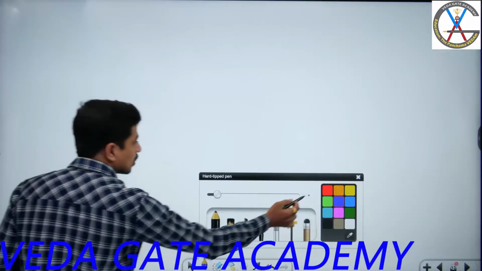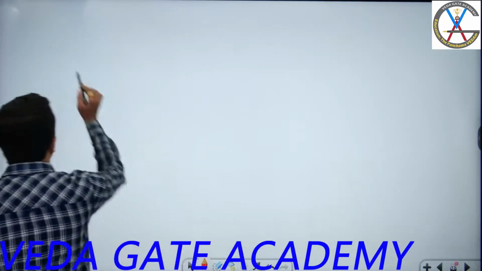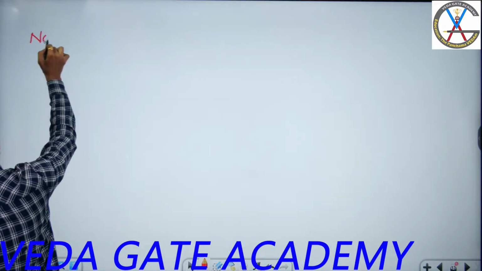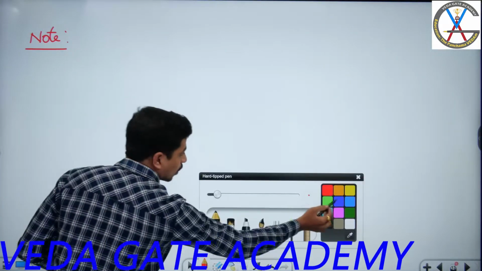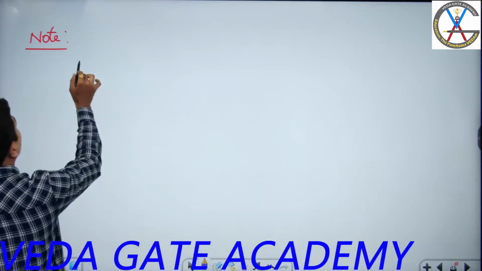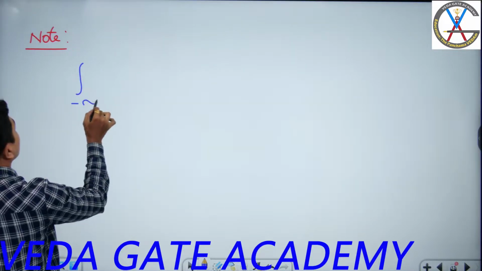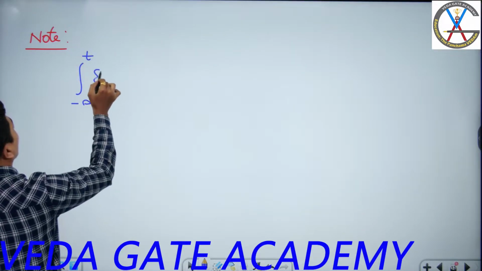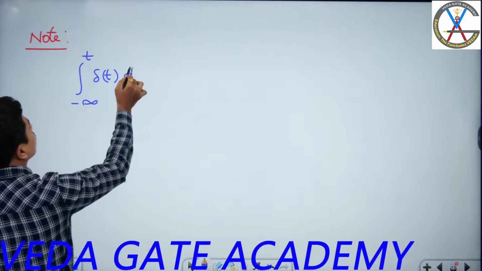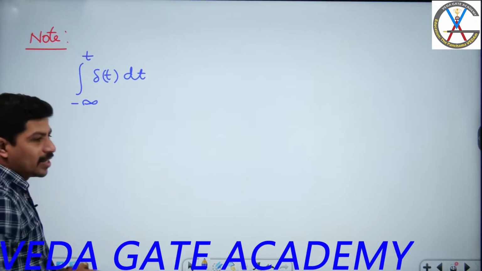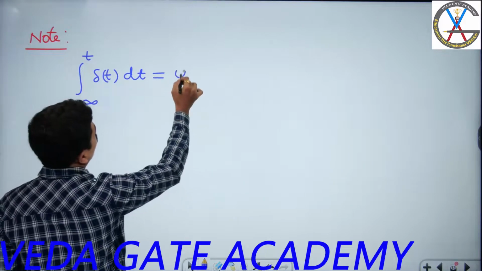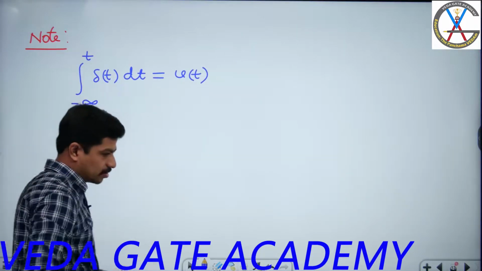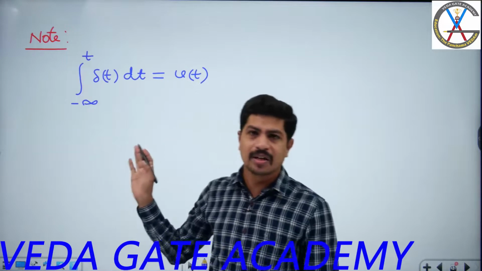This is a very important note point. Observe here very carefully. The integration from minus infinity to t of del of t dt will give u of t. Yes, you can get it very easily.